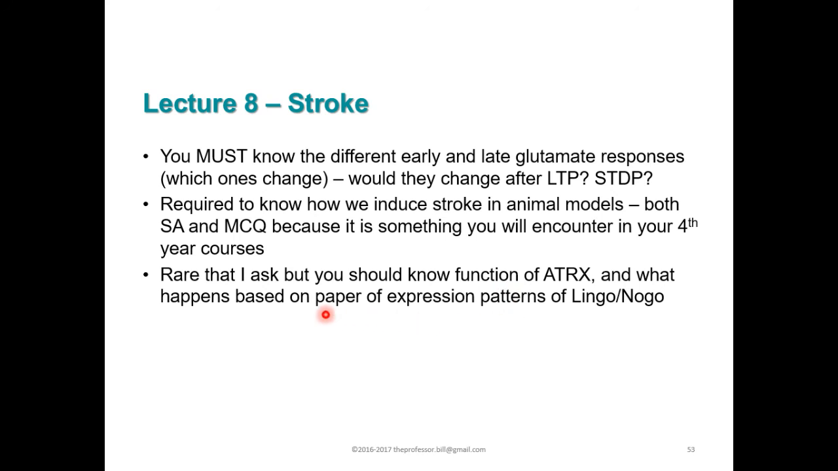It's very rare that I ask you to know specific results from a paper, but from that paper on axonal sprouting, I want you to know the function of what ATRX is, and I also want you to know the overall expression pattern changes for LINGO and the NOGO that was presented for you in that paper as well. Again, I don't want there to be any surprises for you. You're still going to have to do the studying. It's still going to be challenging enough, but I don't want you to be overly stressed, and I want you to start working together to think about your final exam.